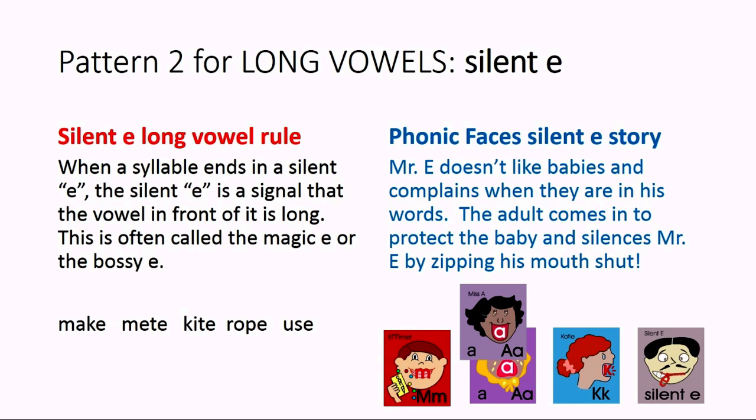And I look at the kids and I say, would your mama let Mr. E fuss at you like that? And they go, no. It's like, no, of course not. So mom's going to come in and she's going to say, Mr. E, you be silent. And I let them put the zipper on his mouth, so they get to have fun putting the zipper on Mr. E's mouth and silencing him. But you have to be a grown-up to do that. A baby can't do that. So the grown-up has to come in and silence Mr. E.